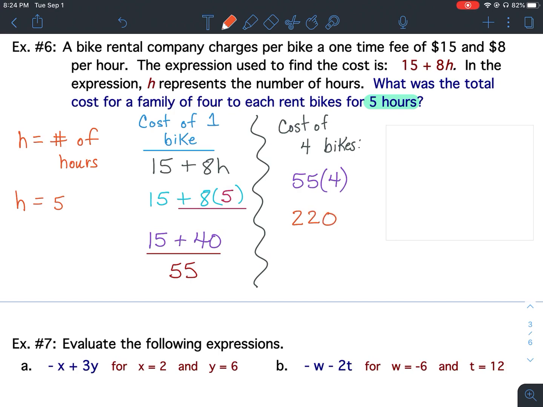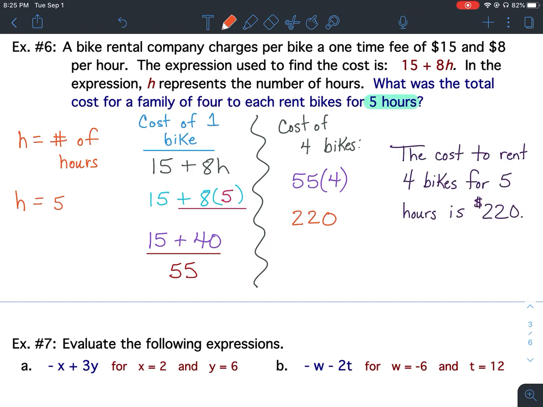So restate the question. The question is, what was the total cost for a family of 4 to each rent bikes for 5 hours? The cost to rent 4 bikes for 5 hours is $220.